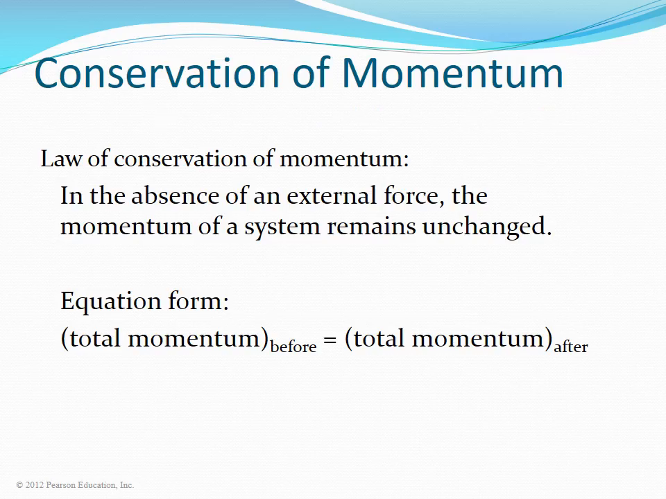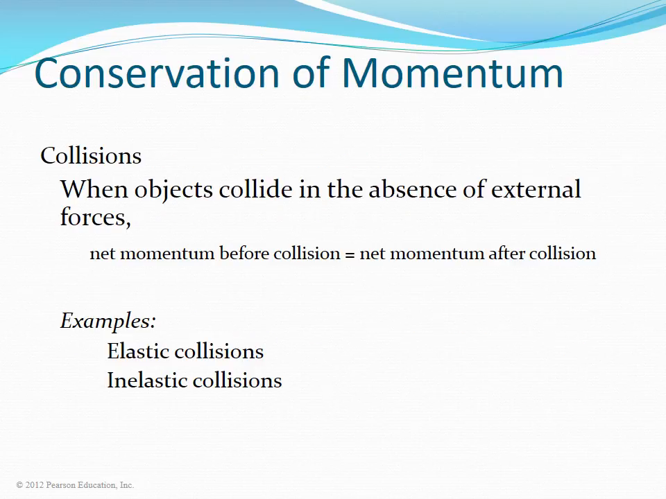The law of conservation of momentum. In the absence of an external force, the momentum of a system remains unchanged. In the equation, the total momentum before is equal to the total momentum after. When objects collide, in the absence of external forces, net momentum before the collision and after the collision are equal. There are two types of collisions that we will explore: elastic and inelastic collisions.